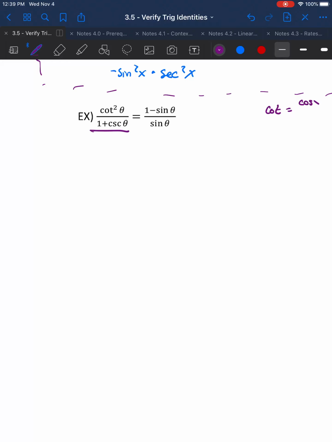So cotangent is cosine over sine. But since I have cotangent squared, I'm going to make this cosine squared over sine squared, all over 1 plus, well, cosecant is 1 over sine. Okay, so I'm going to turn that into 1 over sine.